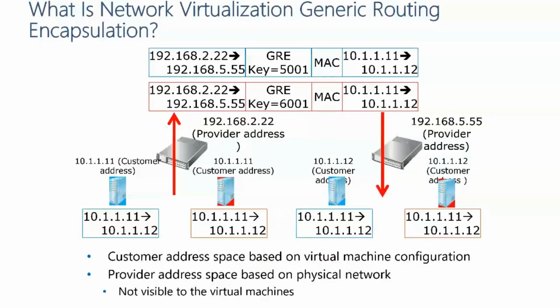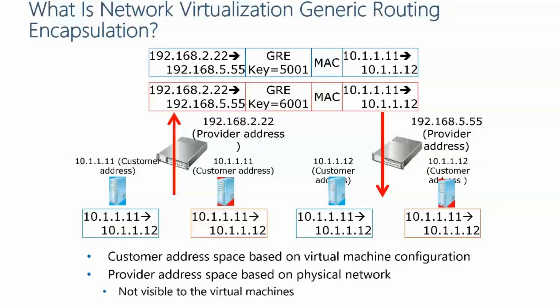So, what about the red? The red does the same thing, but you notice the GRE key is different. That's the difference, isn't it? Everything else is identical. The IP address, source, destination, physical, is the same. The only difference is that the GRE key is different. And that's the software part of it. That part takes the virtual machines of our clients and separates them. But they're still sharing the exact same physical infrastructure.